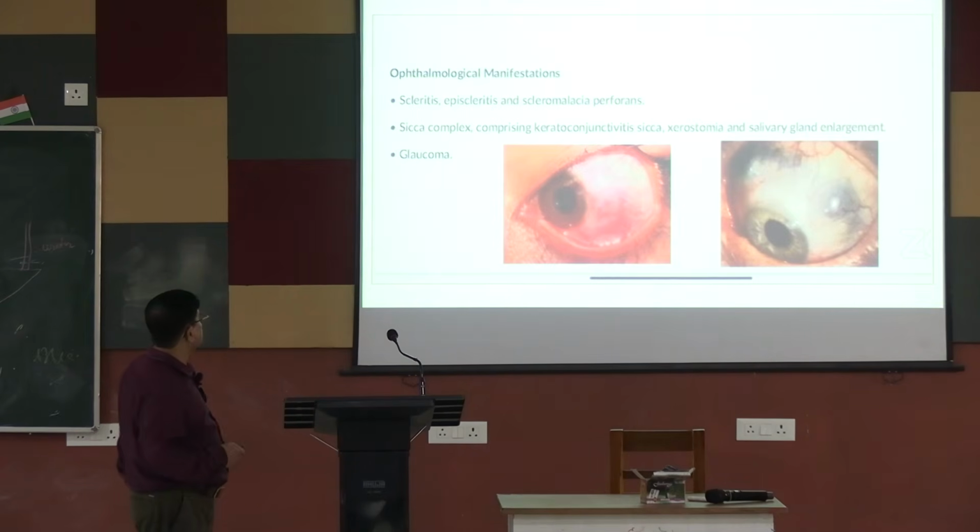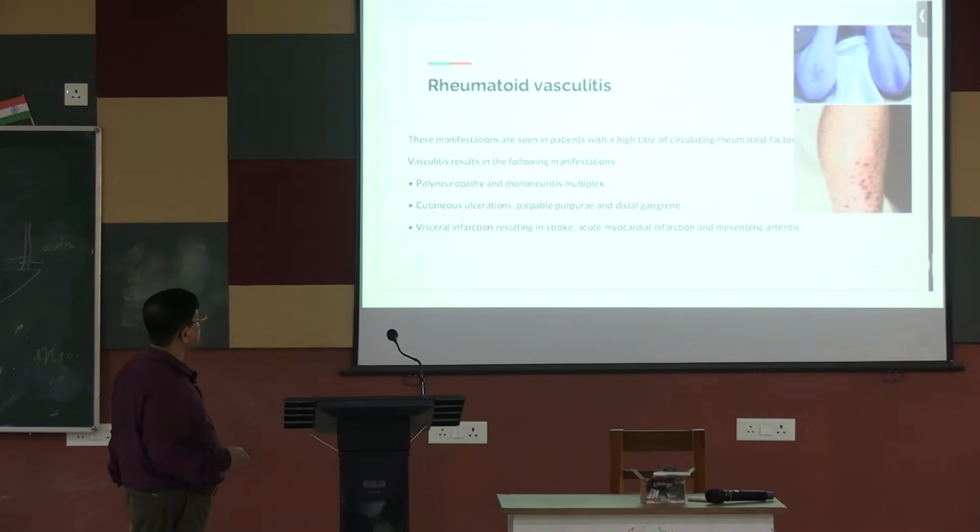If you see the pictures, this is a typical scleritis. See the sclera is very much inflamed and red looking. This is episcleritis. Scleritis and episcleritis. Sicca complex may be there, and the patient may also suffer from glaucoma. Rheumatoid vasculitis, I have already told, looks like this. There are petechial spots in the skin. Vasculitis presents as petechial spots in the skin. You see these petechial spots in the skin of the patients. So these are the presence of vasculitis. Polyneuropathy may also be present.